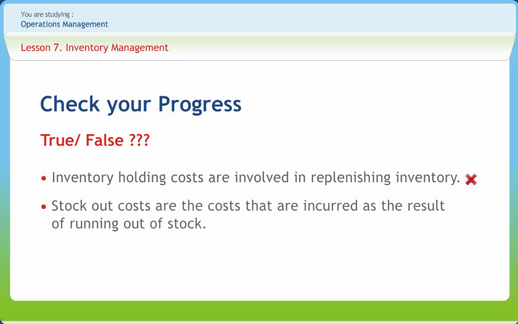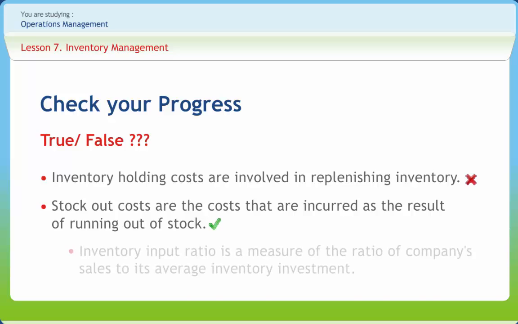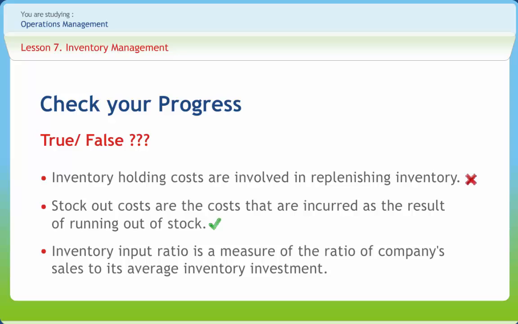Stockout costs are the costs that are incurred as the result of running out of stock. Right or wrong? Right. Inventory input ratio is a measure of the ratio of company's sales to its average inventory investment. Right or wrong? Wrong. It's the job of inspection department.